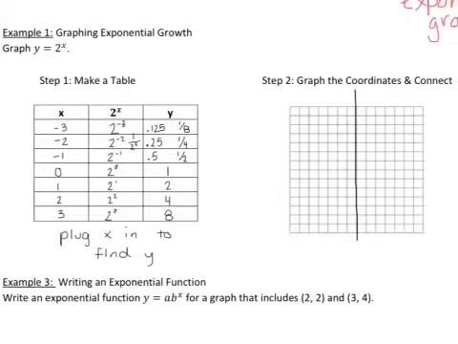That'll be my y. That'll be my x. Okay, so that's my y, that's my x. And I'm going to graph the points. So I need to graph -3 and then 1 over 8, so just barely off the x-axis.